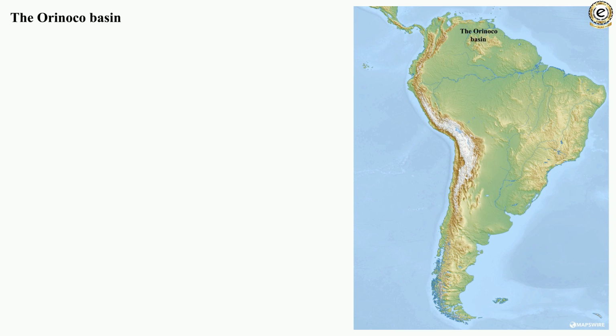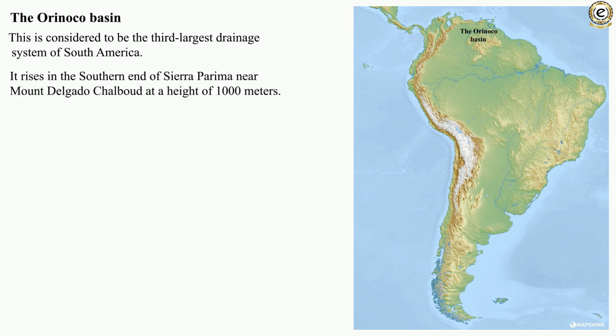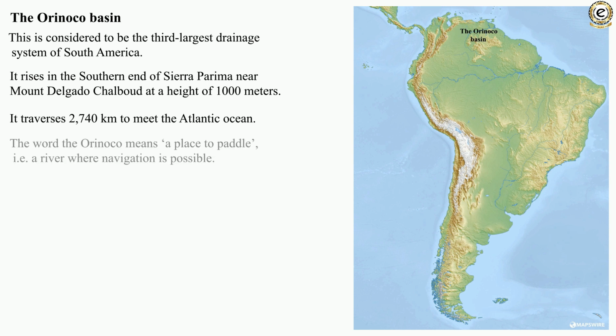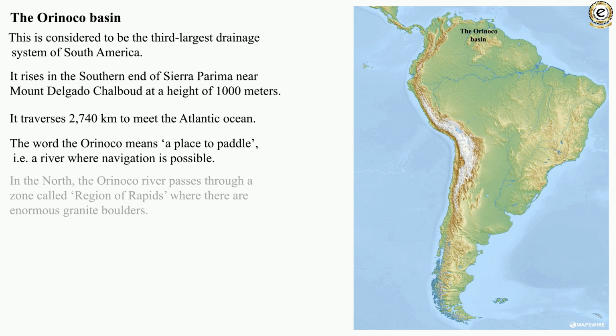The Orinoco Basin. It is considered to be the third largest drainage system of South America. It rises in the southern end of Sierra Parima near Mount Delgado Chalbaud at a height of 1000 meters. It travels around 2700 kilometers to meet the Atlantic Ocean. The word Orinoco means a place to paddle, that is, a river where navigation is possible. In the north, the Orinoco River passes through a zone called the region of rapids, where there are enormous granite boulders.